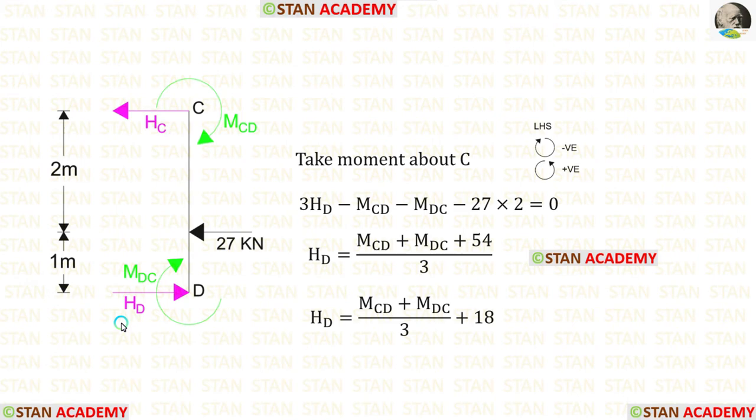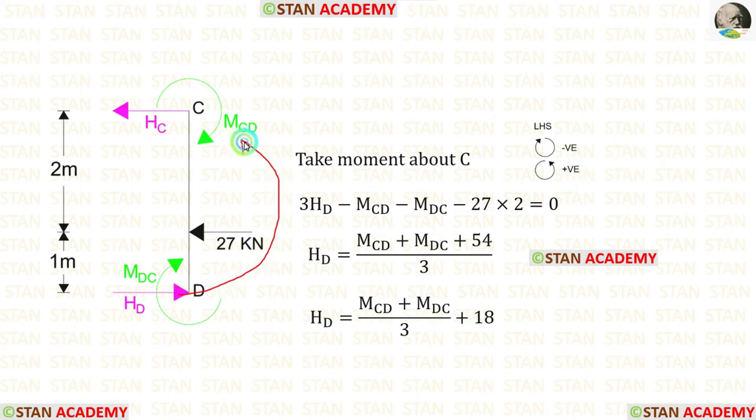Now let us take the column CD and find HD. Here also we have to keep the moments MCD and MDC in the clockwise direction. Let us take moment about C and find HD. In this case, I am moving towards left hand side. Clockwise will be negative and anti-clockwise will be positive.